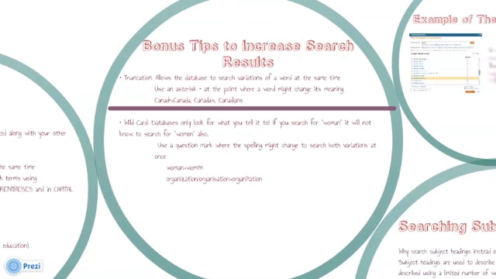Something else that is really important is British versus American spelling. If you search for organization with a Z, there's a possibility that the database might not look for organization spelled with an S. And that's going to cut down on articles that could be really helpful.